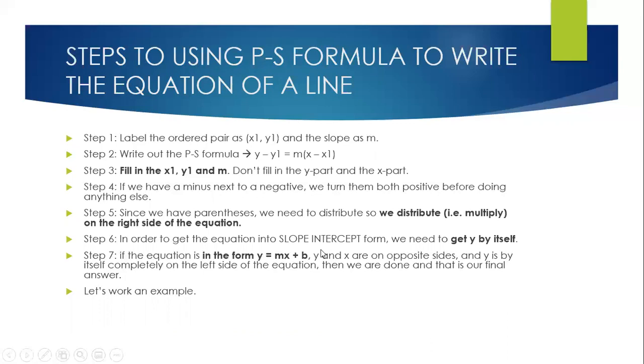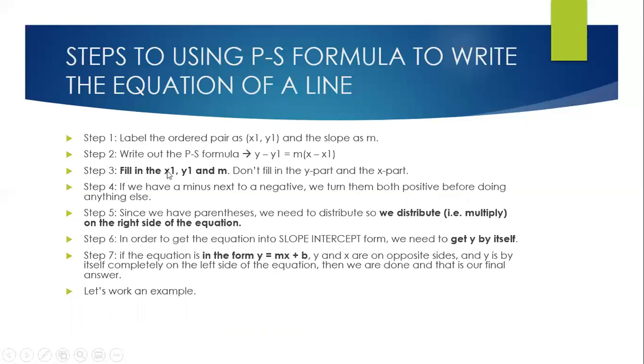There are 7 steps. The 7 steps are, step 1, we label the ordered pair as x1, y1. Remember, an ordered pair is the same as a point. The slope is m. All right, step 2, we write out the point-slope formula, which I will call the PS formula from now on, because I don't want to have to write point-slope all the time. And the formula is y minus y1 is equal to m times x minus x1.